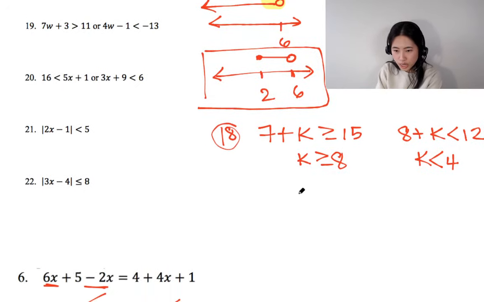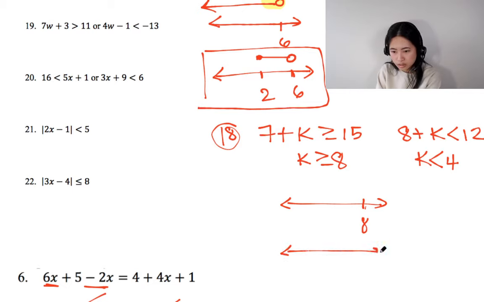So when you're trying to graph this, your 8 is right here, and then you have 4 somewhere here, right? Because this 4 has to be less than, you're not including 4 and it has to go all the way before 4. On the other hand, if you're looking at 8, you're including 8, so that should be shaded, and it's anything after 8. Okay, as you can see, right?